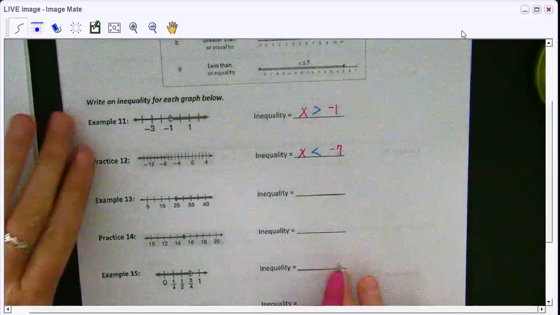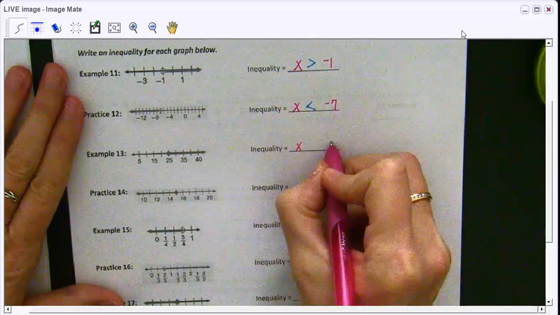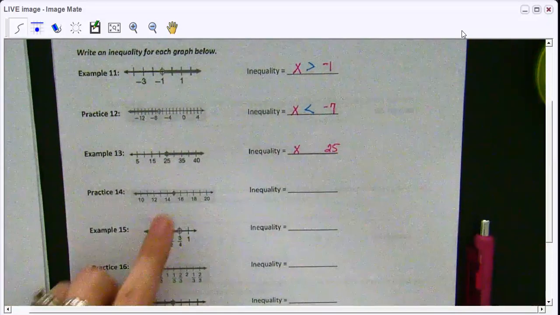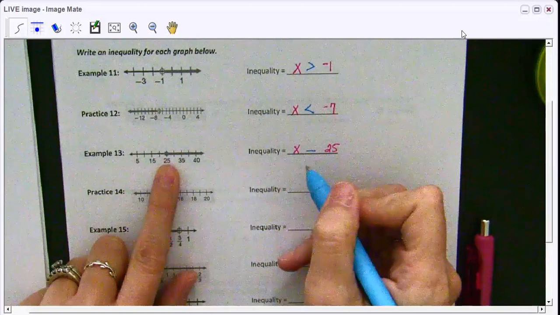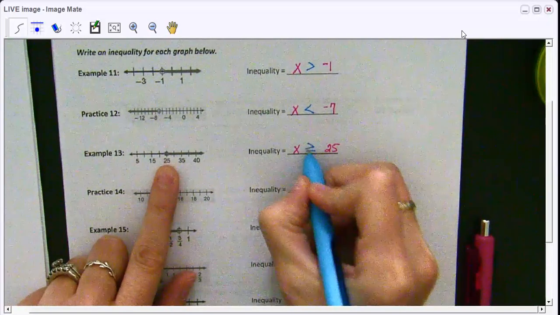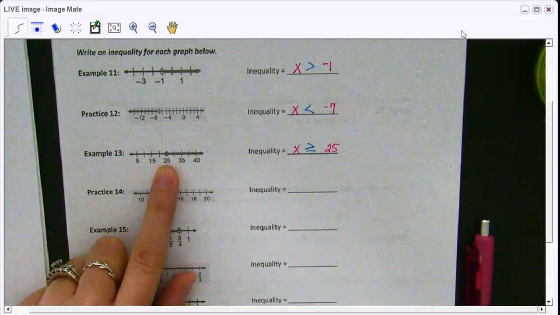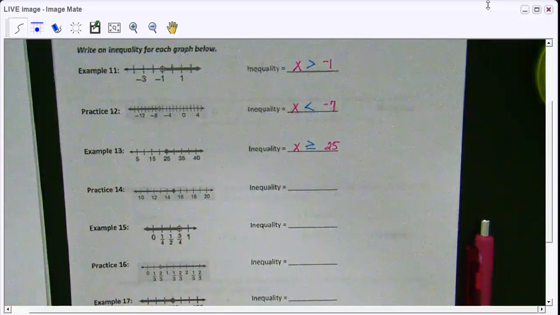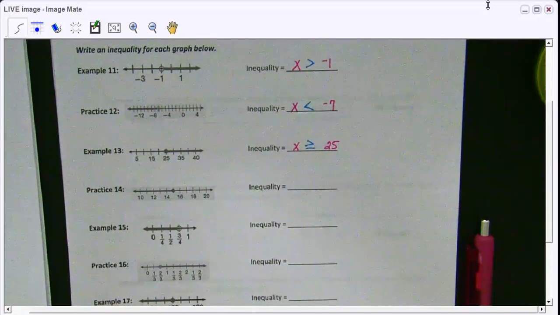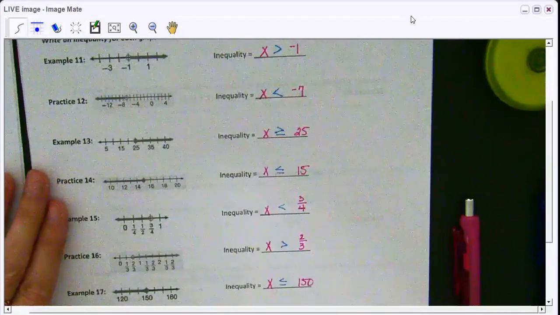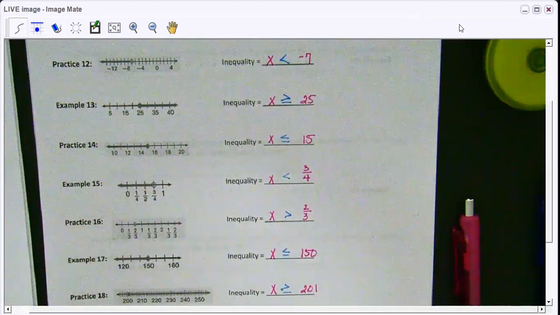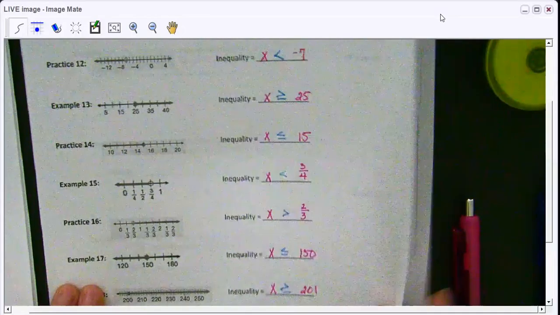Let's look at 13. I have x, and then I have 25. Since it's a closed circle, I know I'm going to have an equal. And since it's going to the right, I know that it's going to be greater than. Okay. So are there any questions on how to do those? Okay, I want you to go ahead and finish those, and then we'll check them in just a minute. Okay, go ahead and check your answers when you're ready. Okay, let's go ahead and move on to page 4.